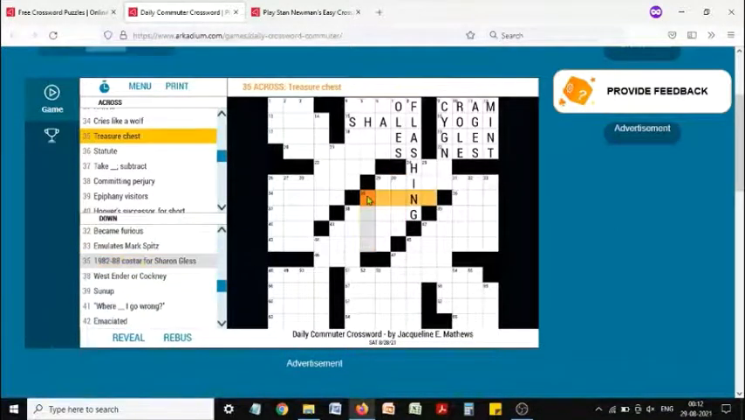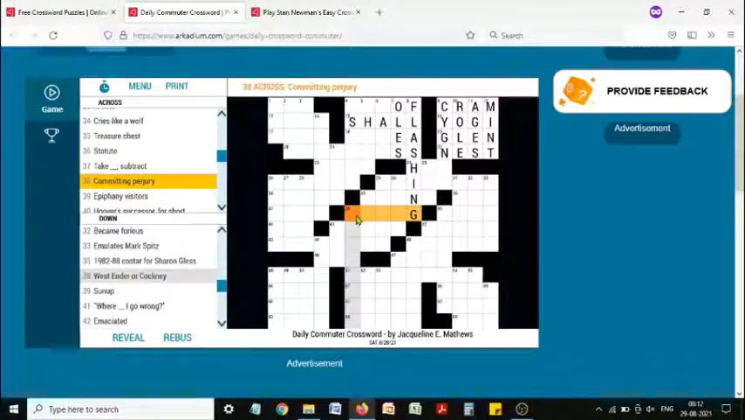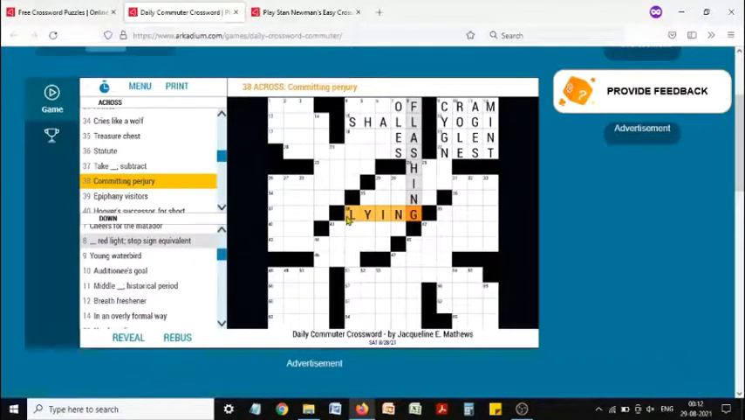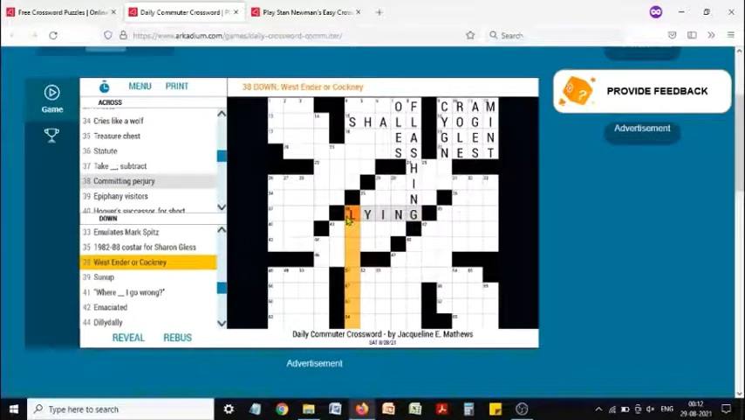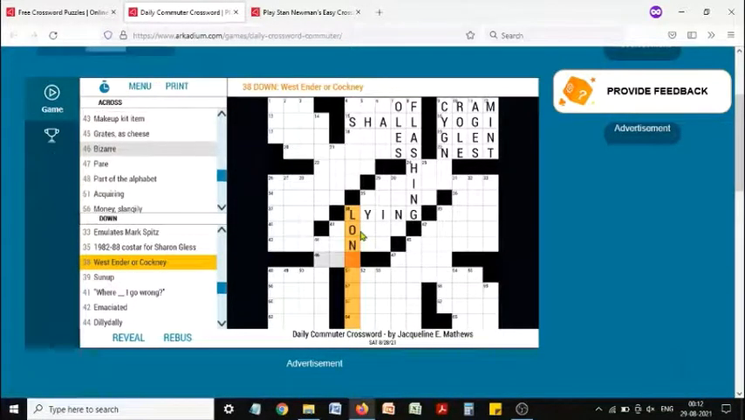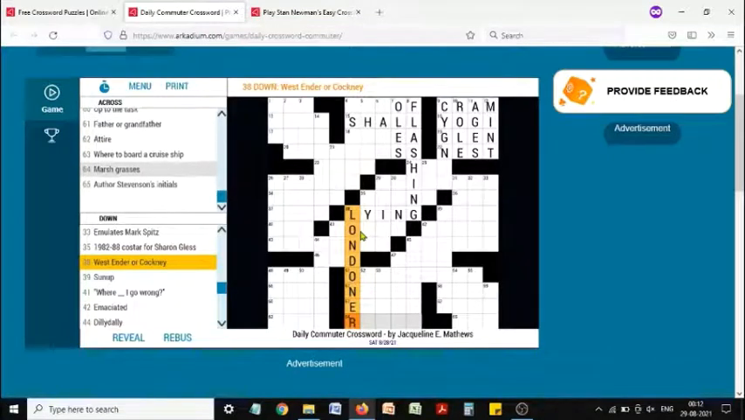Let's see, 35 across. Treasure chest. 30 across. Committing perjury. This must be lying. 38 down. West Ender or Cockney. Londoner. So Cockney is a place in London. So not, I mean in the UK, not in London, but let me try and see if it's Londoner. Yeah. West Ender or Cockney is a Londoner.